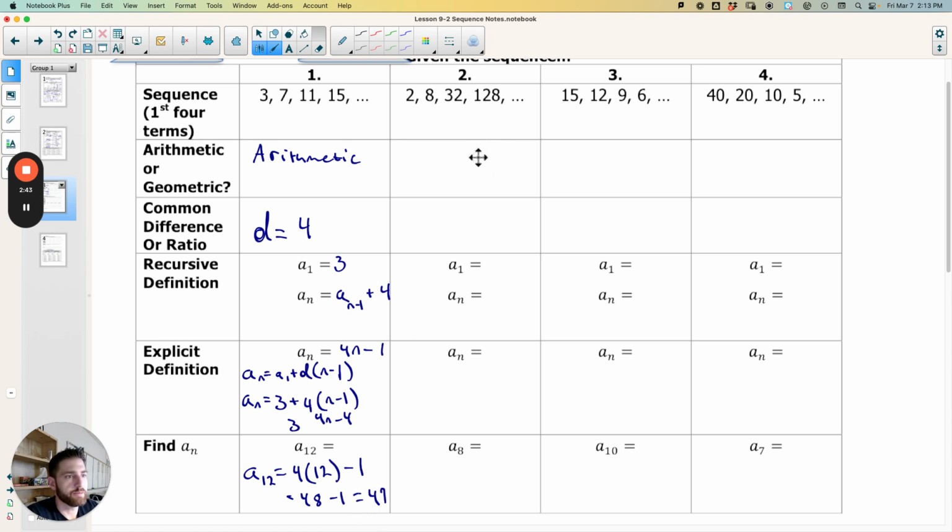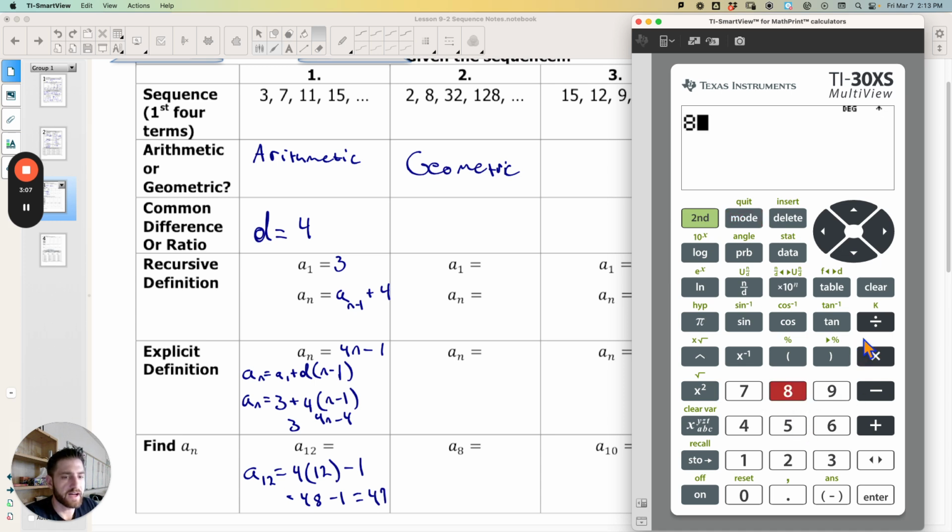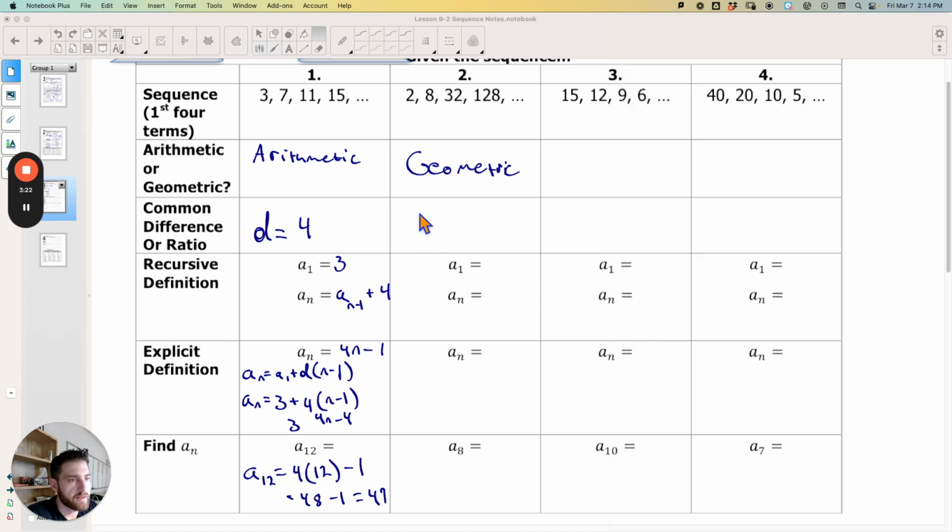Okay, let's try the next column here. So this is actually a geometric one. And it's geometric because it looks like my previous term is being multiplied by a number to get that. Now, here's a little trick. If you can't see right off the bat that it's geometric, you can actually take the second term and divide it by the first to get the ratio. So 8 divided by 2 is 4. 32 divided by 8 is 4. And 128 divided by 32 is in fact 4. So that's all the same common ratio. So that means that r is equal to 4.